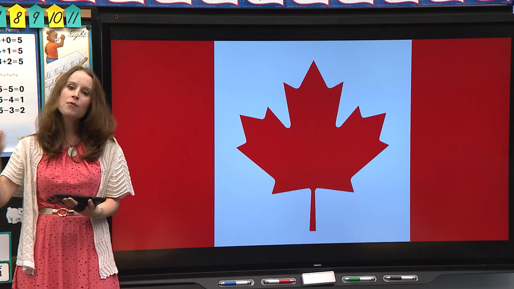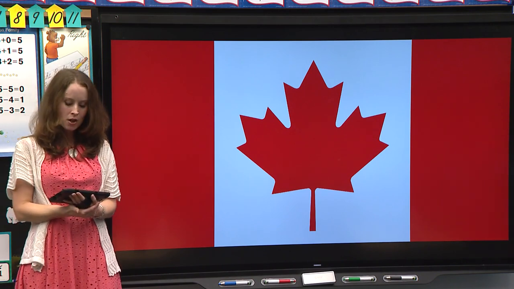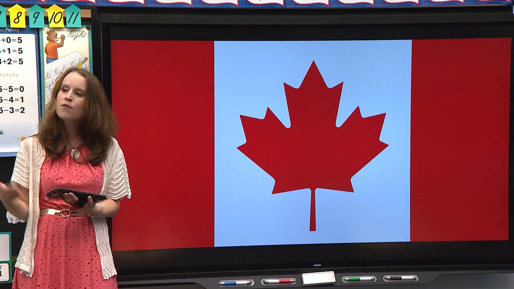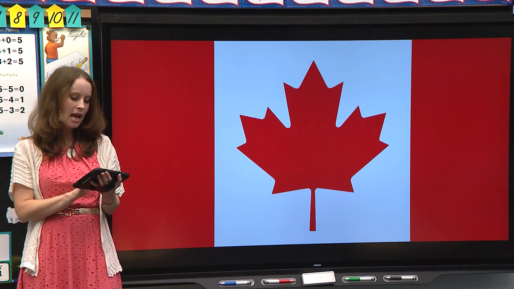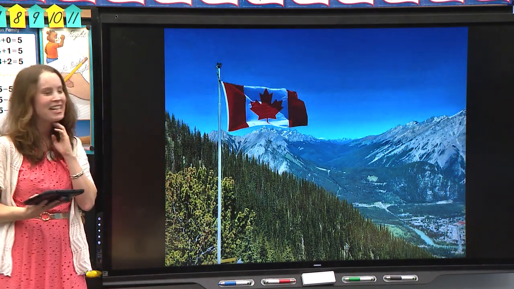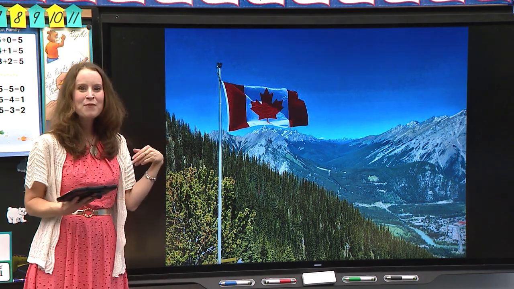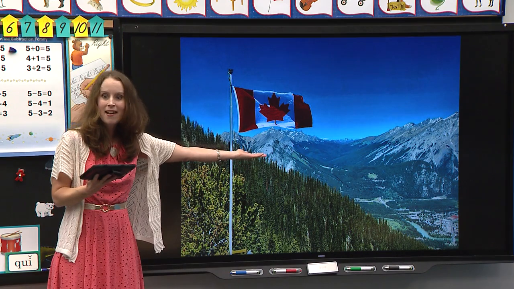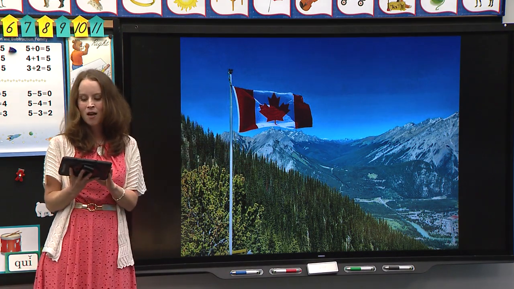Now, they're a special country because they're part of something called the Commonwealth. There are nations that view Queen Elizabeth of England as their leader. Now, if you look right here, we can see a gorgeous picture of Canada. First thing I see is that Canadian flag with that maple leaf right in the center, and then I see some of the mountains. Canada is known for its mountains and lots of snow.